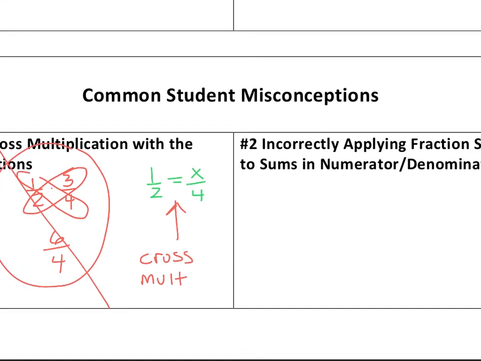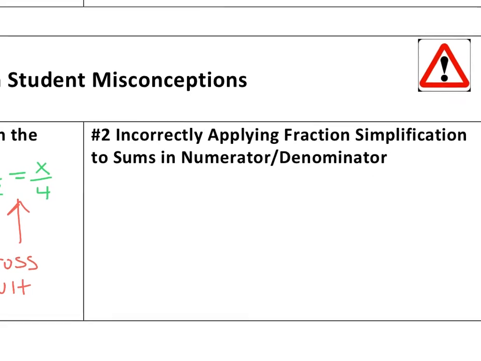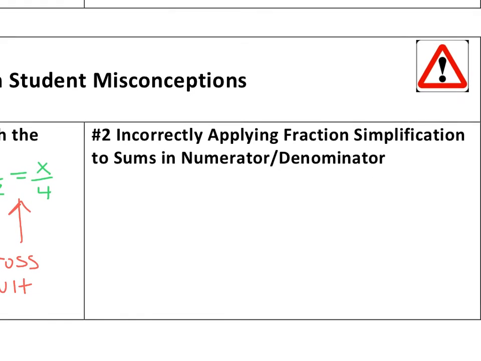The other common misconception that I see often is students incorrectly simplifying a sum in a fraction. For example, if I had 2 plus 8 over 2, if I use my order of operations, I have to simplify the group. A fraction has groups. The numerator is a group and the denominator is a group. So I have to say 2 plus 8 is 10. Divided by 2 is 5.